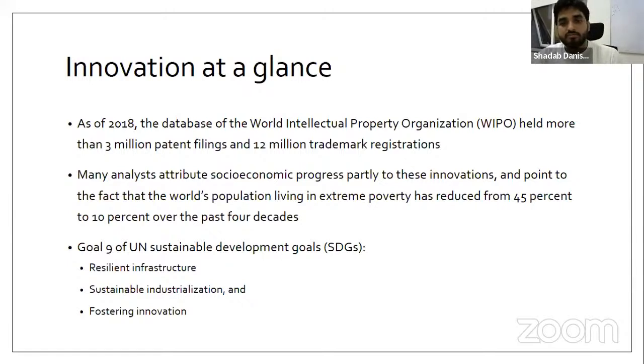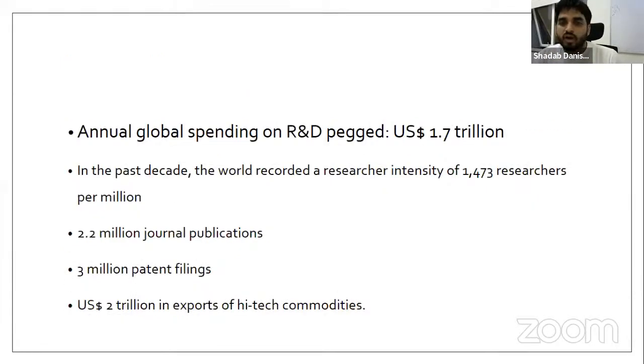Goal 9 of the UN Sustainable Development Goals discusses resilient infrastructure, sustainable industrialization, and fostering innovation, which is basically telling you that if our economy has to progress at the pace the developed economies are doing, one has to keep in mind the innovation performance. Annual global spending on R&D peaked at 1.7 trillion, which is huge, but when compared to India, which I'm going to show the data for, India stands far below when it comes to R&D.